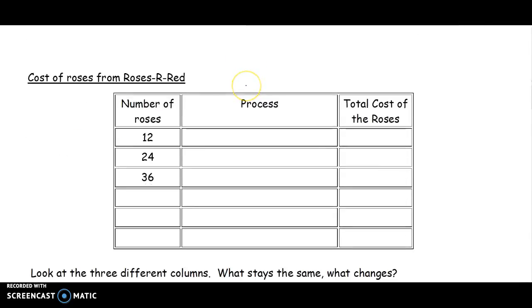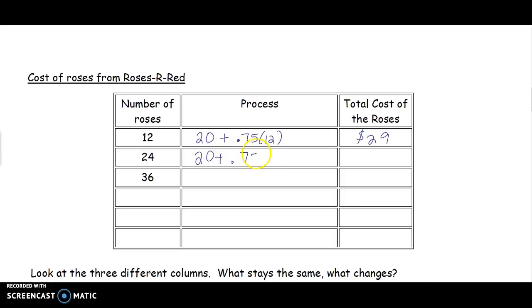So I'm not going to make you do 75 cents plus 75 cents plus 75 cents for Roses Are Red. We know that there's a $20 setup fee, and on top of that, it's 75 cents per rose. In this one, you're now buying 12 roses. So if you do 0.75 times 12 plus your $20 setup fee, to buy a dozen roses, it would cost $29.